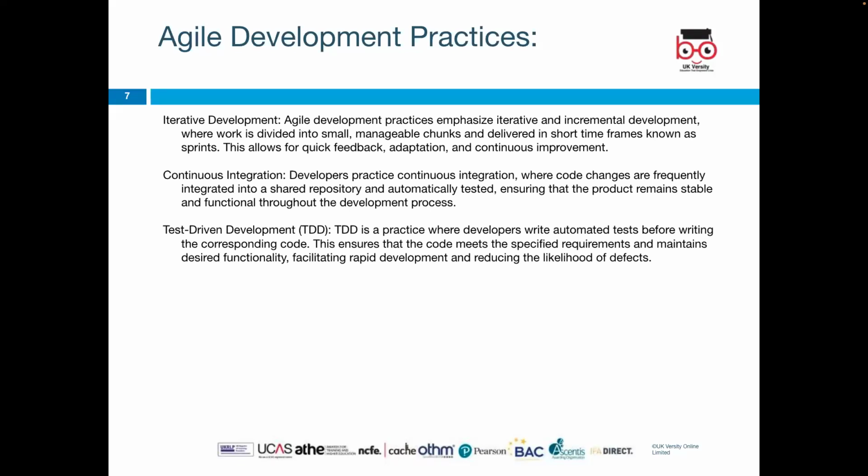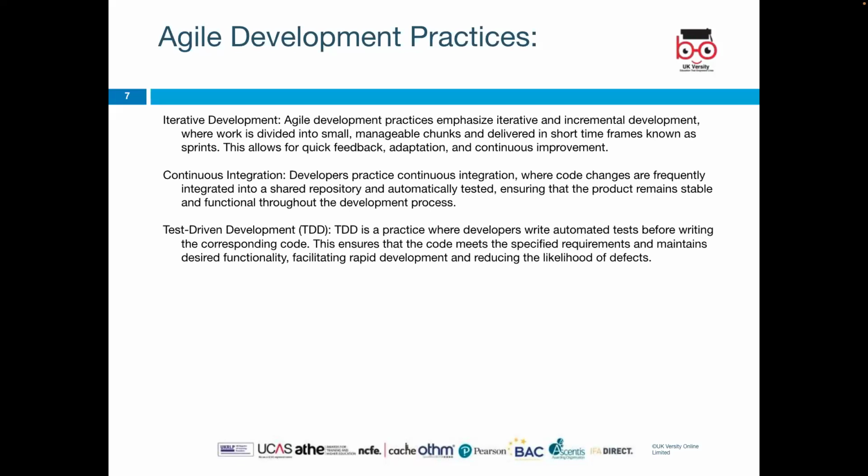Moving on, agile development practices. We have iterative development, continuous integration, and test-driven development. The first one, iterative development: agile development practices emphasize iterative and incremental development, where work is divided into small, manageable chunks and delivered in short time frames known as sprints. This allows for quick feedback, adaptation, and continuous improvement. If you are in a software development team and you have a task, the task will be broken down into each tiny bit, and then you as a member will be given a responsibility of what to do. That's what iterative development means by dividing it into small manageable chunks.